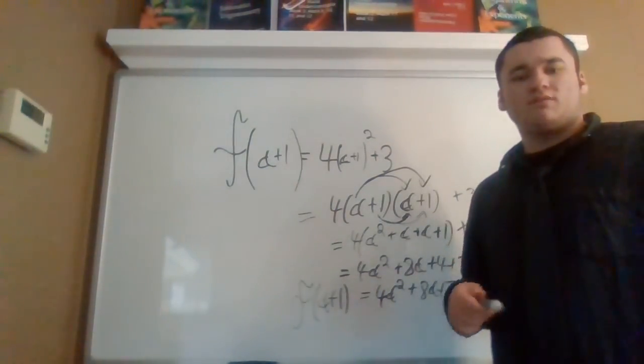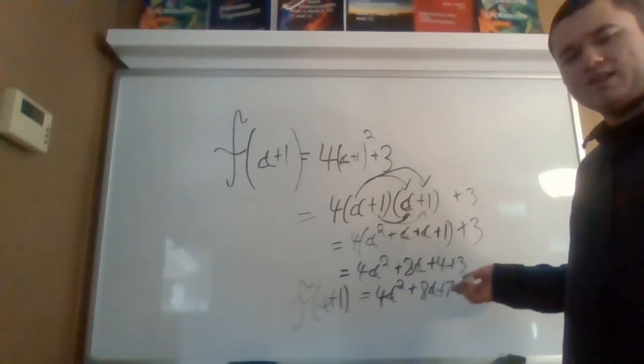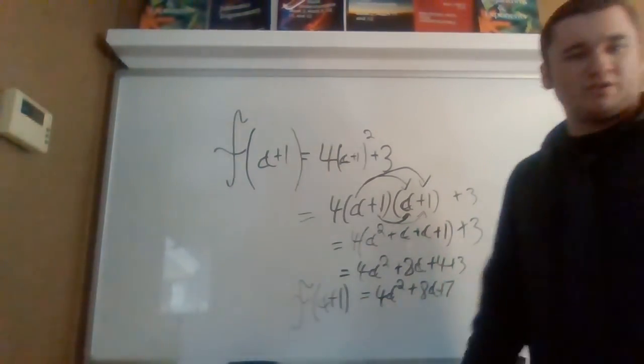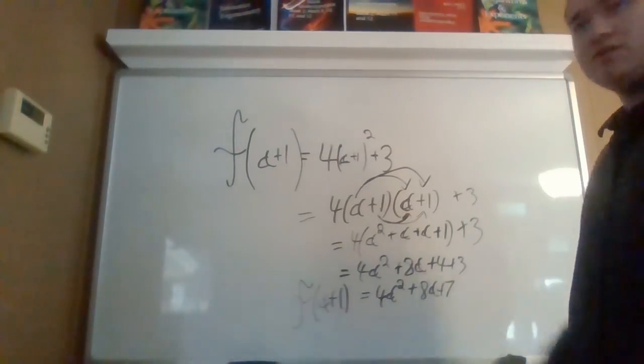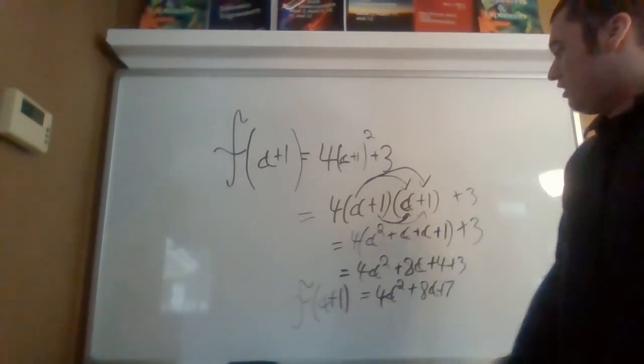And like I said at the beginning of the video, I had the 4a squared plus 8a, and then I think I said plus 4 over here, but the answer is plus 7. I was pretty close, because I did it all in my mind, but I still got pretty close. But this is the actual answer.